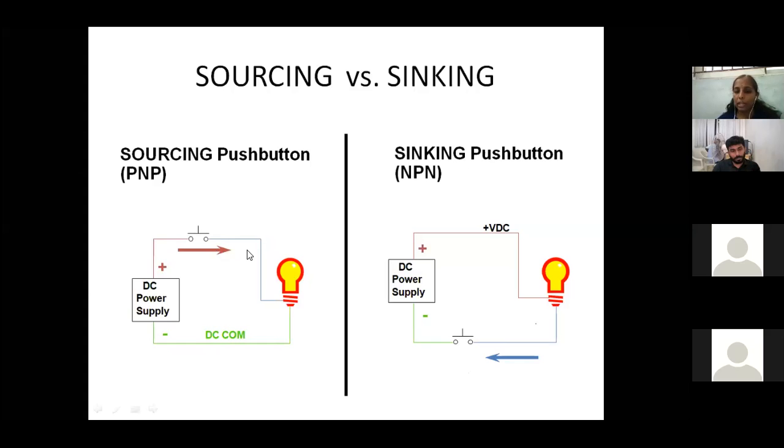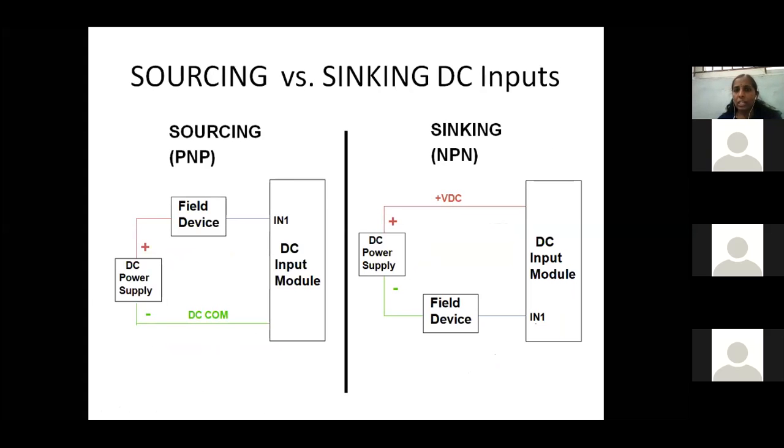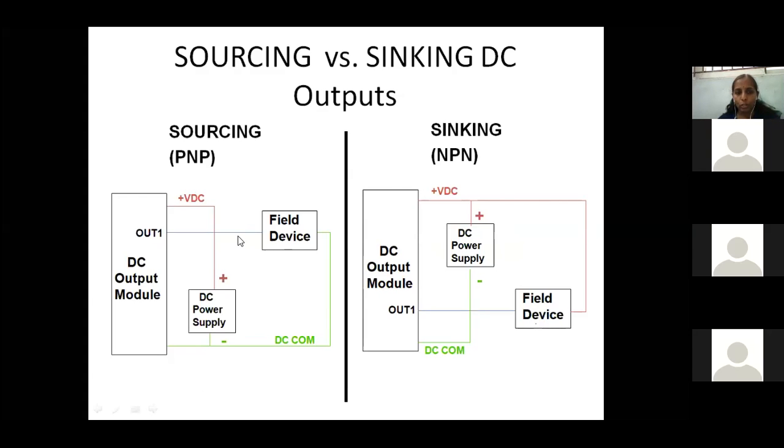All the input will be connected through the positive. Why is it required? Because if you know this, only then can you connect your input device with your PLC. In terms of your input, this is your sourcing, and in terms of outputs, the field device will be connected, so a separate DC power supply is required.